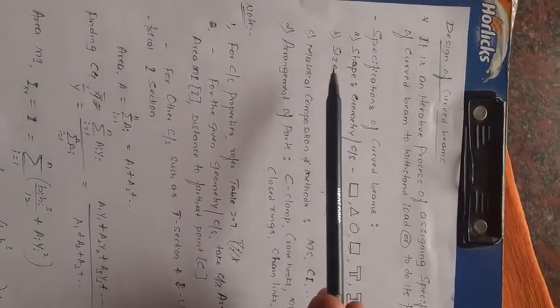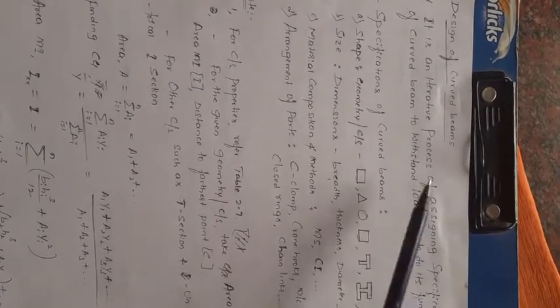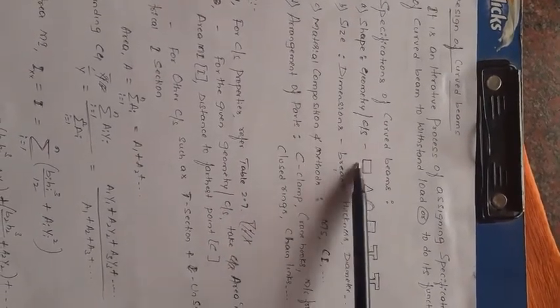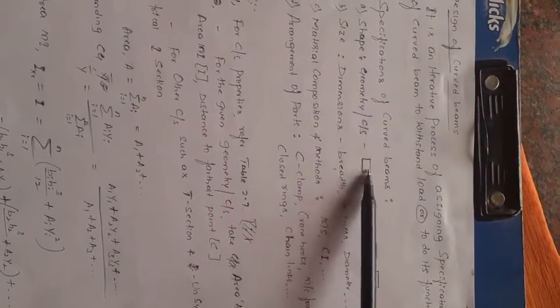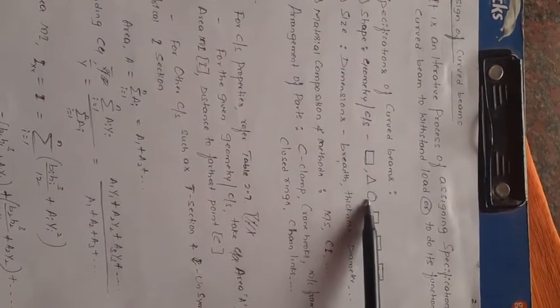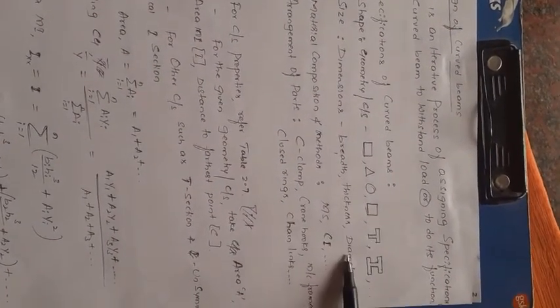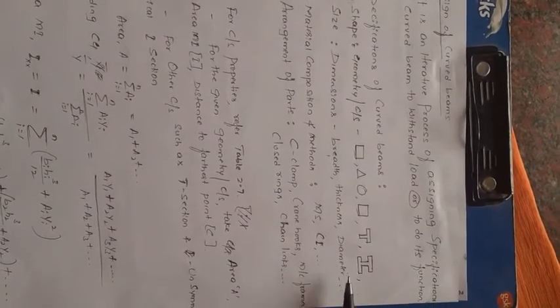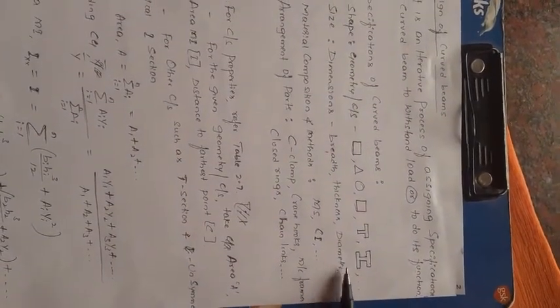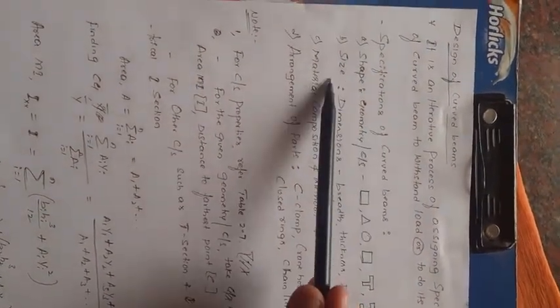Then comes the size. Size is related to what? Dimensions. If you take a rectangle, what are the dimensions of the rectangle cross section? The breadth and thickness. If you go for a circular cross section, what is the dimension? Diameter. And what will be the inner and outer radius of the curved beam? Those things are related to the size.